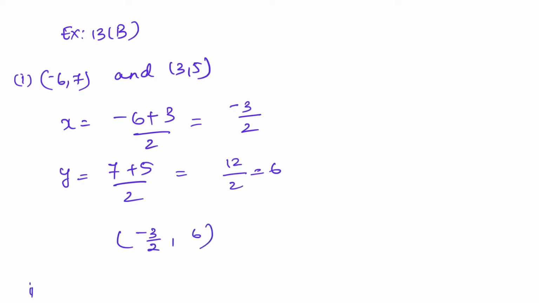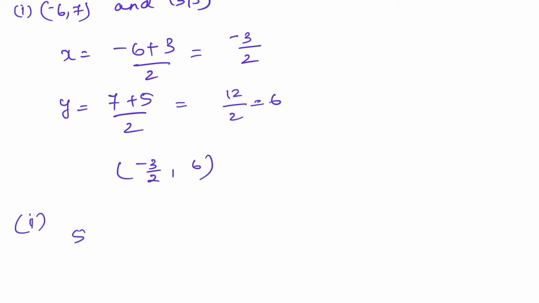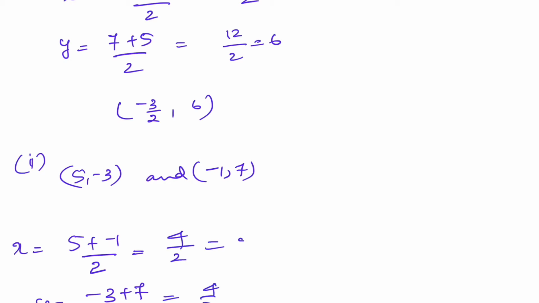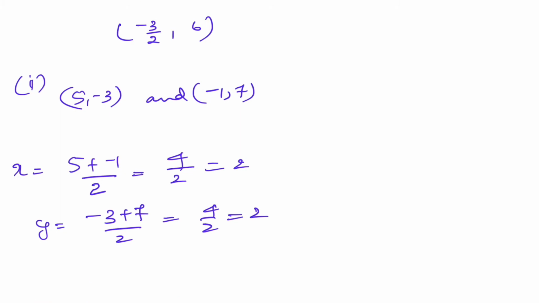Okay. Coming to the second sub question, we have (5, -3) and (-1, 7). So how do I get it? x is equal to (5 plus -1) by 2, and y will be equal to (-3 plus 7) by 2. So what do I get? 4 by 2 and again 4 by 2. So your point will be 2 and 2. So your value will be (2, 2). This will be the coordinates.